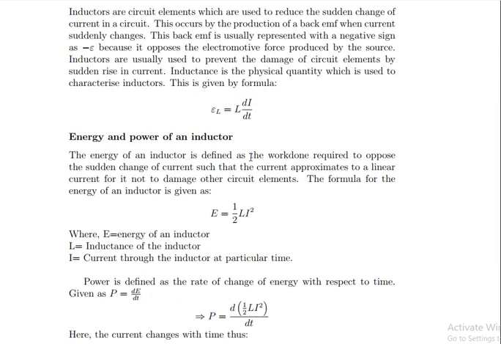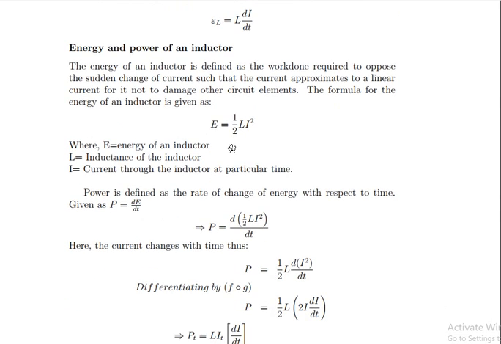So now let's visualize inductors. Inductors are circuit elements that reduce the sudden change of current in a circuit. And the EMF of the inductor is always given as negative L di all over dt. The current of an inductor has already been found in the chapter on electromagnetism, and we said that the energy of the inductor is given as half L i squared.